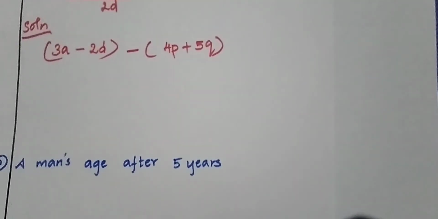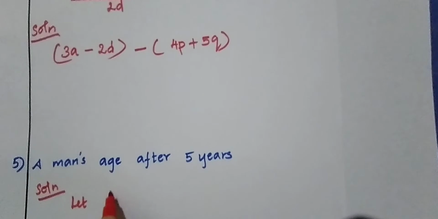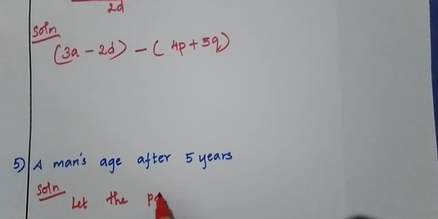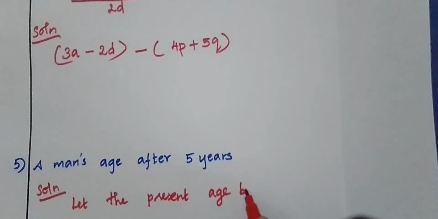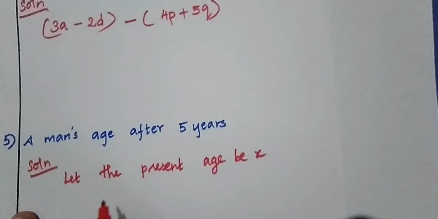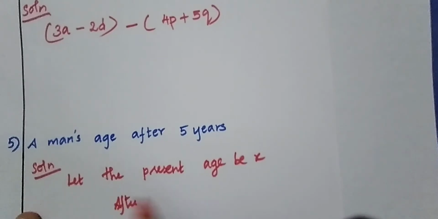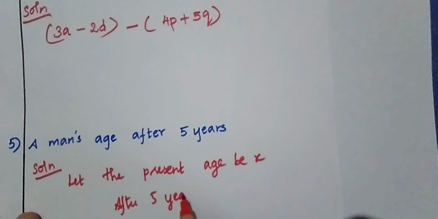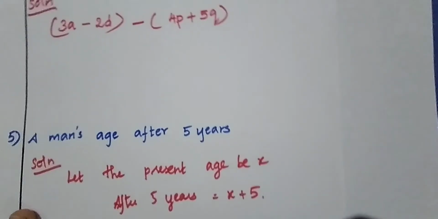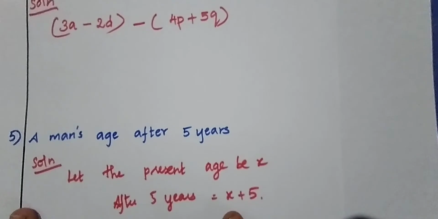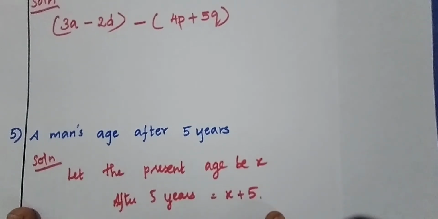A man's age after 5 years. Now you can write it as, let the present age be x. So after 5 years his age is x + 5. His age after 5 years is x + 5.